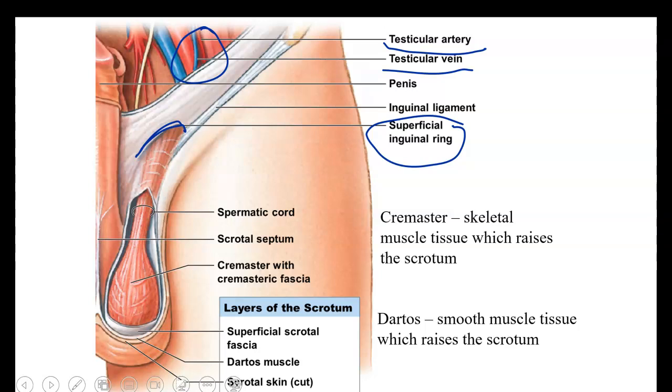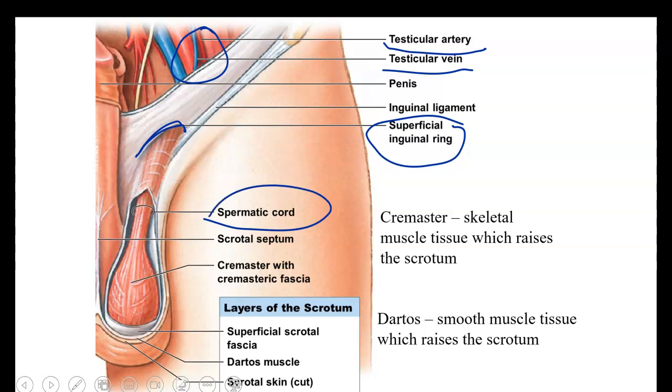Now, during development, the testes are going to have to move down through this superficial inguinal ring and descend into the scrotum. Sometimes this doesn't happen, and they do have to go up and do surgery in order to pull them down. Usually they start to drop within the first year of life. If they haven't come down between the first and second year, sometimes they will have to go in and do surgeries for that.